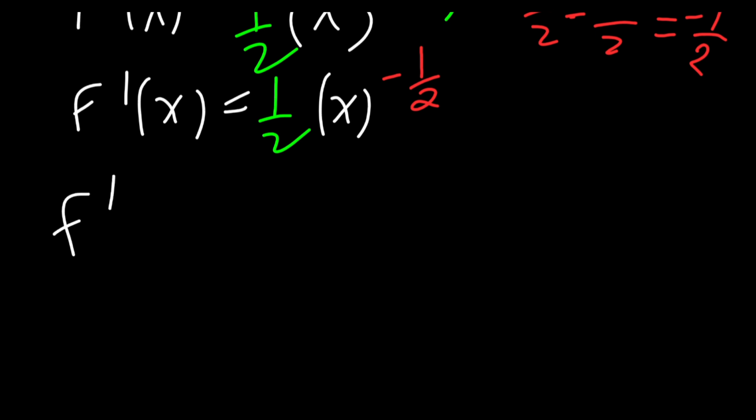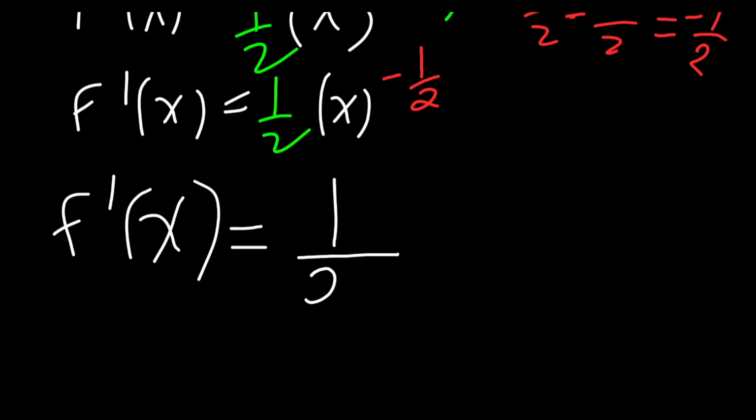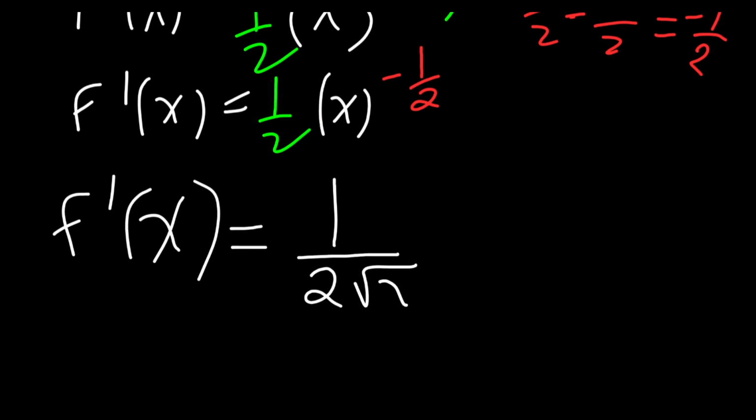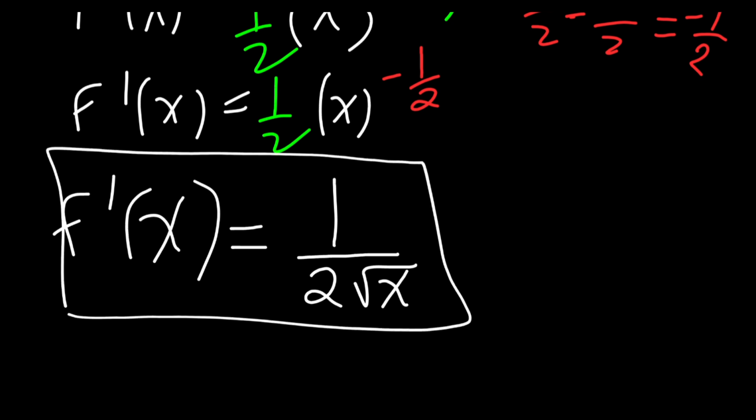And this is where it gets kind of tricky, especially when you get into future derivatives where they're very big and long. This is going to be 1 over 2. Now, what is x to the negative 1/2? It's saying x to the negative 1, right? Which is 1 over x. But on the bottom, it's going to be x to the 1/2, which is the square root of x. So it's going to be 1 over square root of x. But since we have this coefficient, we're going to have to multiply it by 1 over 2. And that's how we get 1 over 2 root x as our derivative of square root of x.